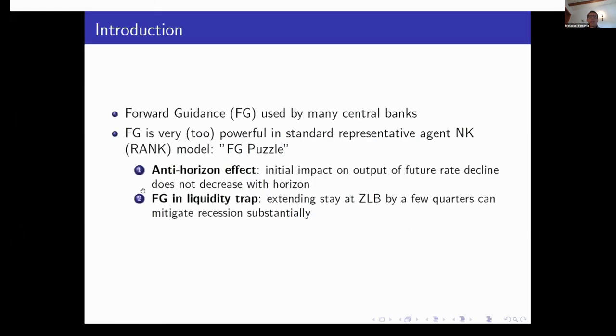So as all of you know, forward guidance has been used by many central banks, and in particular, it has been shown that the power of forward guidance is very strong, actually too strong in the standard representative agent new Keynesian model, the RANK model. We have two amplifying effects for guidance in these frameworks. First of all, you have what people have called an anti-horizon effect, meaning that the initial impact on output of a future rate decline does not decrease with the forward guidance horizon. And then it has been shown that at the ZLB forward guidance can be very powerful in the RANK models.